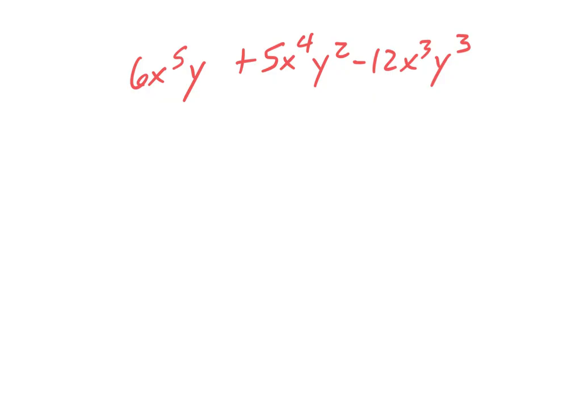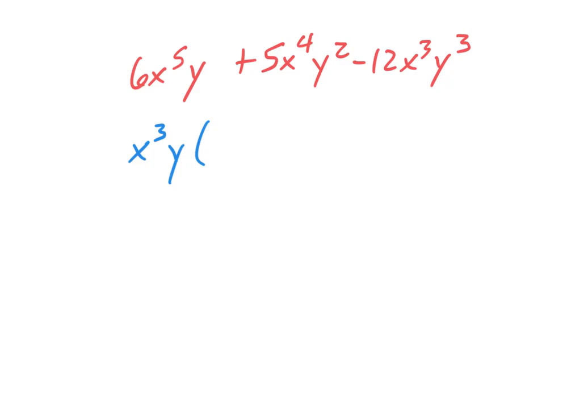Okay, let's look at numbers first. 6, 5, and 12. Any numbers we can take out of 6, 5, and 12? No. What about x's? 5 x's, 4 x's, and 3 x's. Can I take some x's out? 3 of them. Yep. So I'm going to take x cubed out. Okay, what about y's? Can I take any y's out? Yeah, how many? 1. So x cubed y is what we're going to take out.